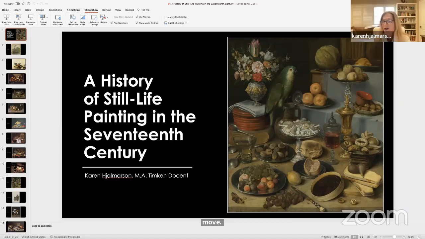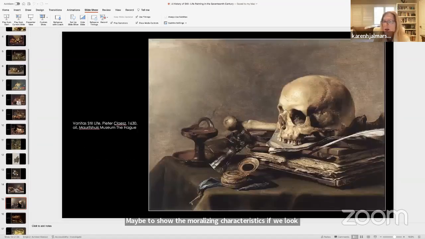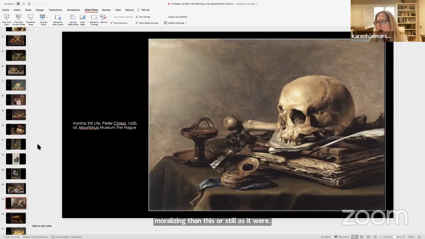But we have parrots, we have the work by Carl Fabritius. So predominantly it is about objects that don't move, but with the hint of a bird, we bring in a little bit of animation there. Primarily it's to record objects with a symbolic meaning, whether to showcase the collections of wealthy patrons, to show how the Dutch and Flemish imported wonderful objects from faraway places, or maybe to show moralizing characteristics. If we look back at, wow, you can't get more moralizing than this, or still, as it were. But did I answer the question? Because that's a good comment, still even.